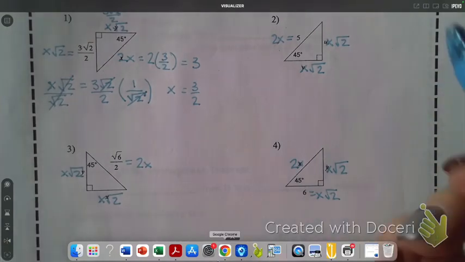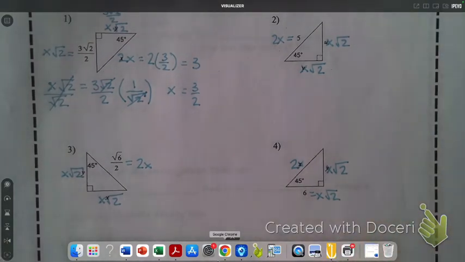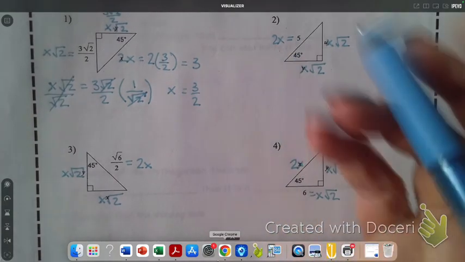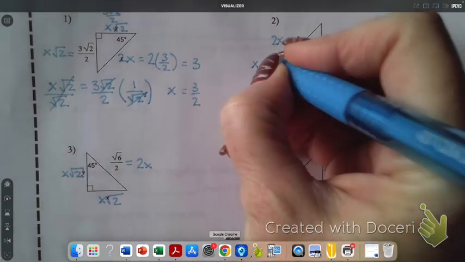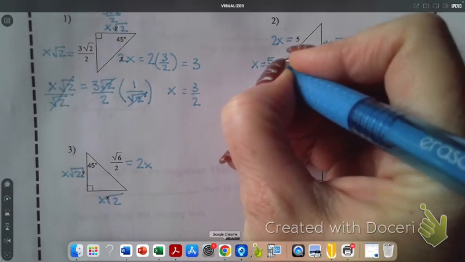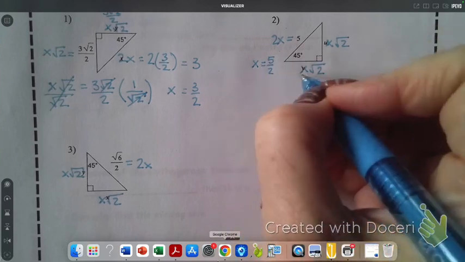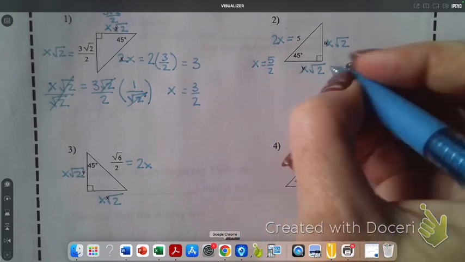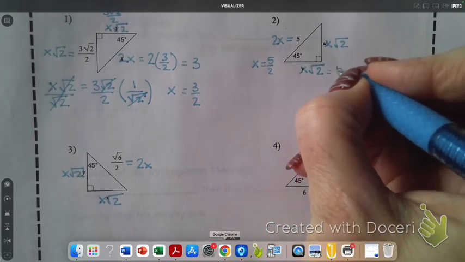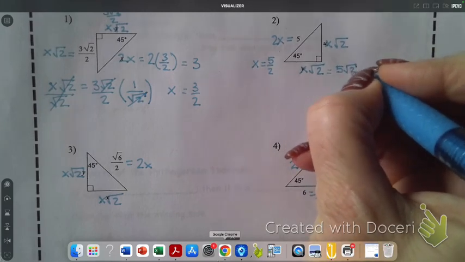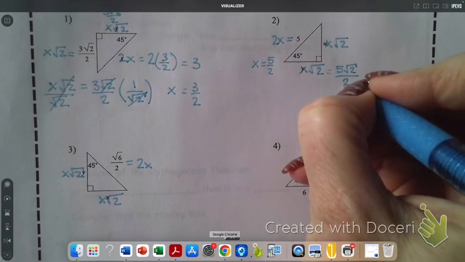Okay, so the next one, do we have it easy this time? Yes, because 2x equals 5, so x equals 5 over 2. So all I have to do is plug that in. So if x is 5 over 2, then x square root of 2 equals 5 square root of 2 over 2.